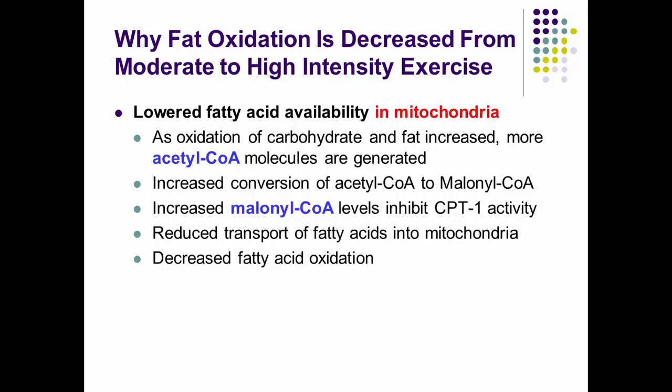So try to remember these two things that cause the decrease in fatty acids available in mitochondria for oxidation. One is that acetyl-CoA levels increase due to oxidation of both glucose and fatty acids, and malonyl-CoA levels increase because it is converted from the acetyl-CoA. This will inhibit CPT1 and decrease the transport of fatty acids into the mitochondria.